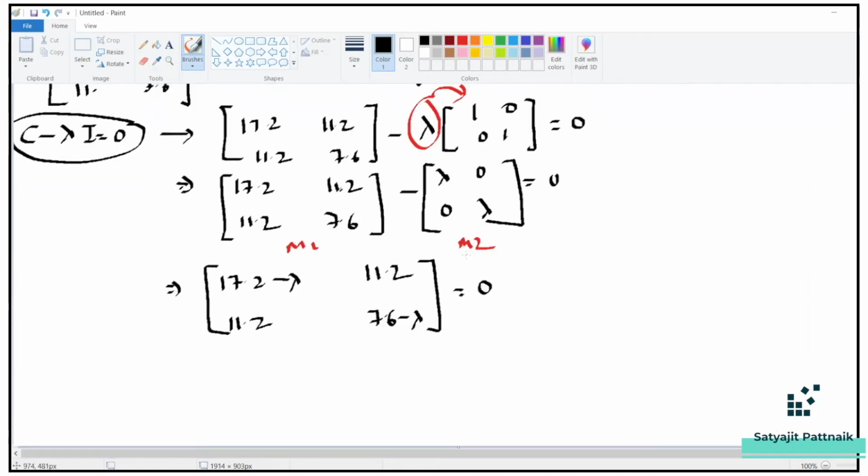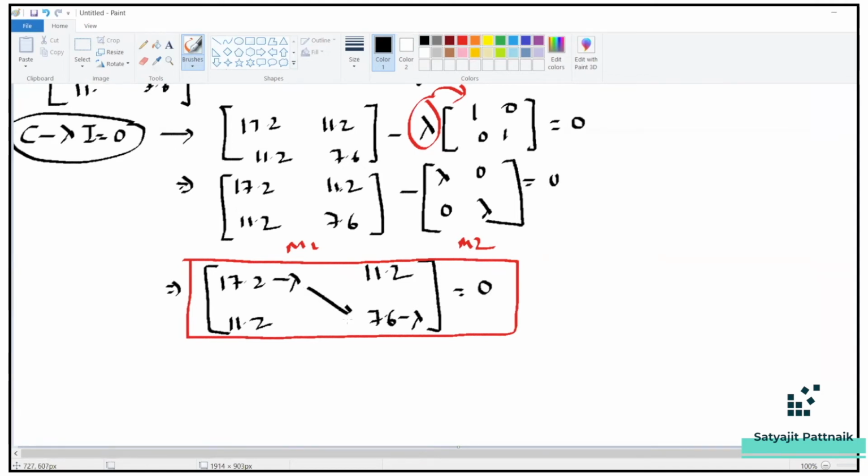Now there will be a concept of matrix multiplication. If this is my final output, how do we get the equations out of it? Just go back to your basics. We have already studied this in our 10th and 12th. I think we just need a refresher. You just have to memorize it. So it will be a diagonal multiplication, and your output will be (17.2 minus lambda) into (7.6 minus lambda) minus 11.2 into 11.2 equals 0.